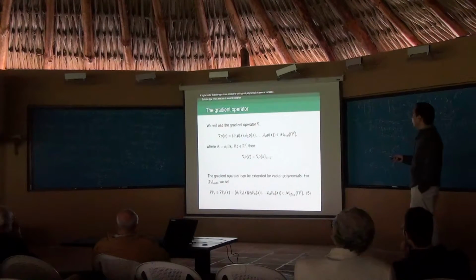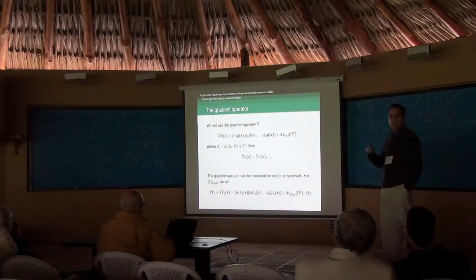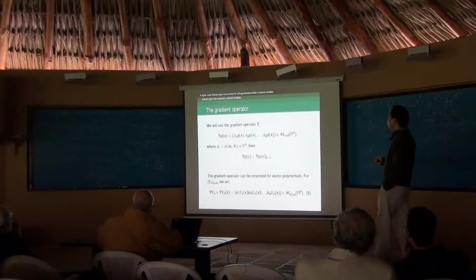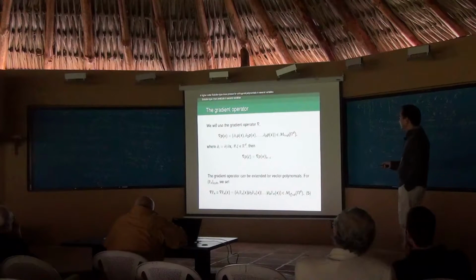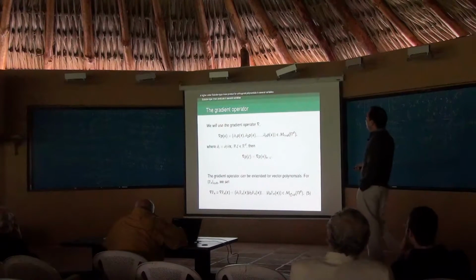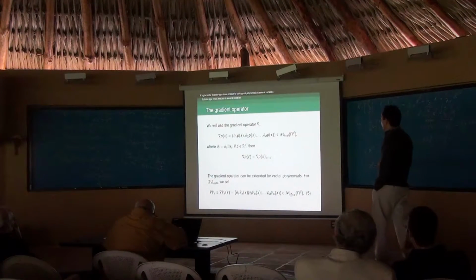And when you apply the gradient to a polynomial of several variables, what you have is a vector whose entries are the partial derivatives with respect to every variable, right? This is just notation. It means that you apply the gradient to this polynomial and then you evaluate at the point x equal to theta.